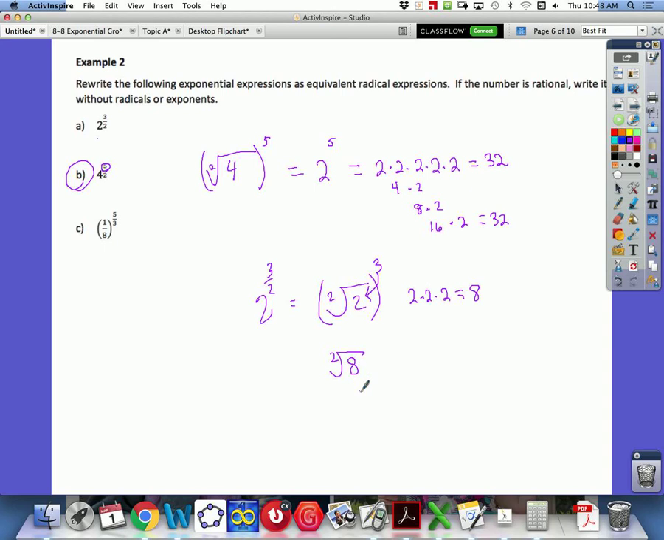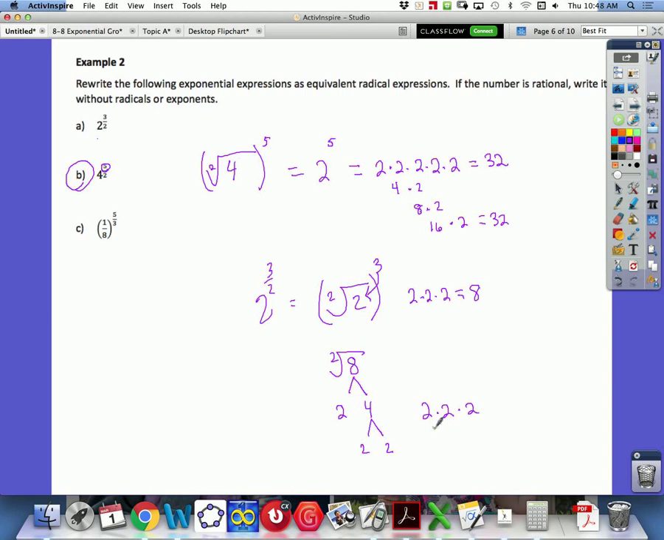In order to simplify this, because 8 is not a perfect square, we're going to do your old school factor trees from 6th grade. We're going to take 8 and break it down into its prime numbers. That gives me 2 times 4, because 2 times 4 is 8. And then I break 4 down into 2 and 2. So now I can see 8 is 2 times 2 times 2.